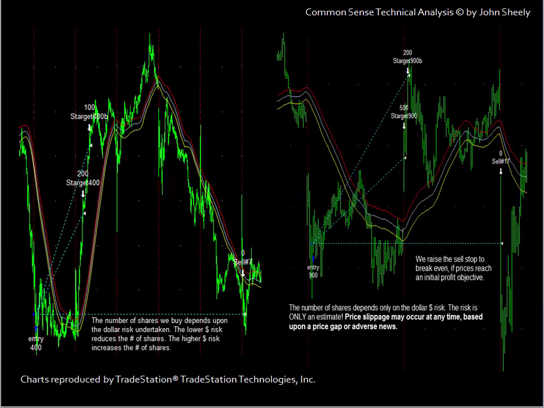The number of shares that we actually enter for the trade depends upon the dollar risk for the trade. The lower the dollar risk chosen by the trader, of course, this means that we're going to lower the number of shares that we're going to execute for the strategy. The code then automatically adjusts the number of shares that is executed for these different price levels. Once the first target is executed, a break-even stop-loss level is raised to the entry price level.